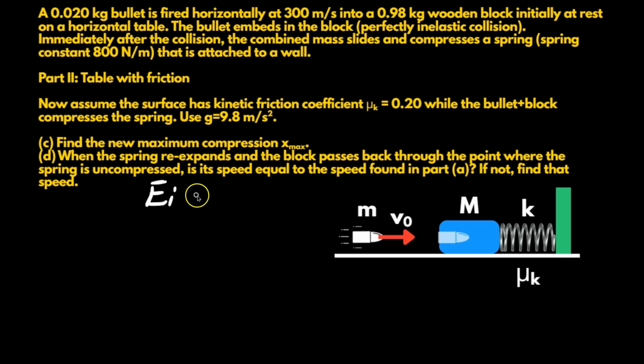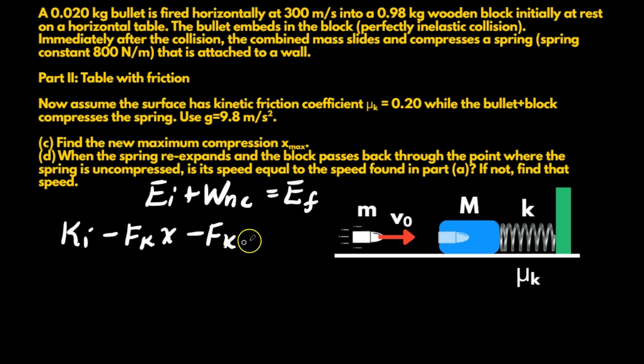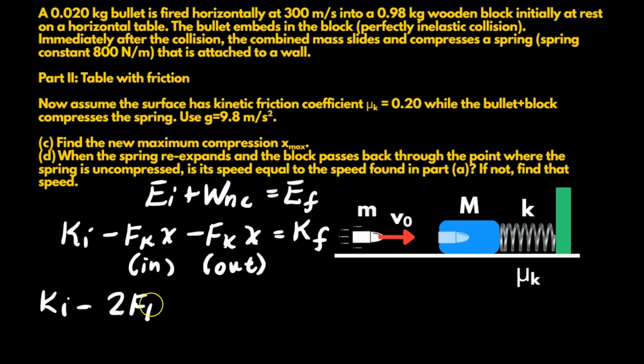And that equation is Ei plus the work done by the non-conservative force is equal to Ef. Ei will be the kinetic energy of the block and bullet before it pushes the spring. The work done by the non-conservative force is the force of friction, so kinetic friction times the displacement. And we're going to have to include both the work done by friction as the block is sliding and compressing the spring, and as the spring is pushing the block back out. So that's why you'll see that written here twice.